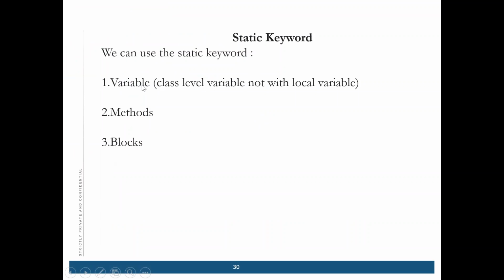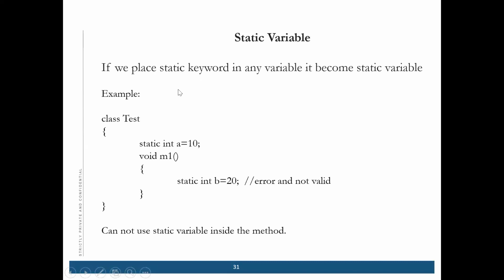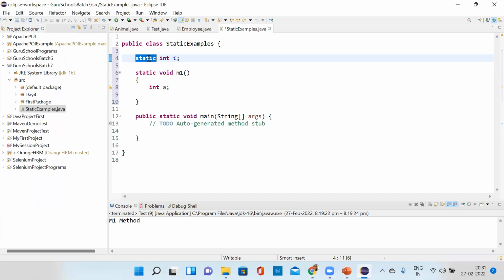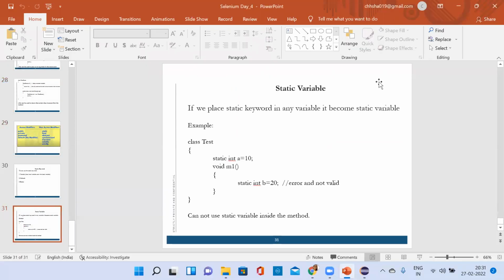So this is rule number 1 for the static keyword. Static variables can only be class level variables, not local variables. So it can only be an instance variable or class level variable. If we place the static keyword on a variable, it will become a static variable. If we are not putting this keyword here, it will be a normal variable, and if we put the keyword static, it will become a static variable. Example I have given. So you cannot use a static variable inside a method. Clear, everyone?